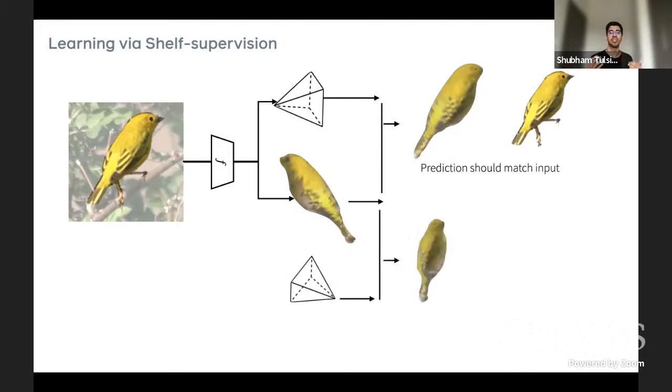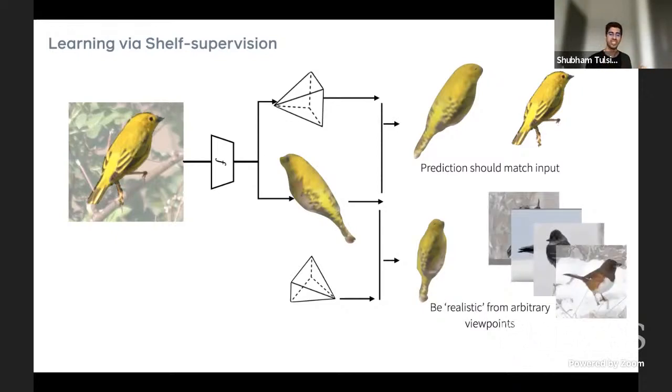The second objective, which prevents some degenerate possible solutions, simply says that this particular shape that we predicted, when rendered from a novel viewpoint, should look realistic. Whether a rendering is realistic or not can be judged, as I'll describe in a bit, through some adversarial network that is trained on a lot of real images of birds to tell it what real images look like. And just using these two objectives can allow us to learn 3D prediction by simply saying that the predictions should match the input and they should look realistic from arbitrary viewpoints.